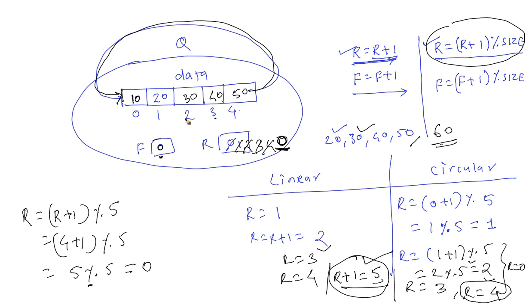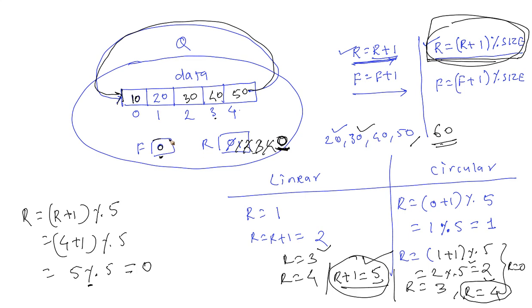Now this is the queue full condition here. What is the queue full condition here? If I increment R by using circular formula, and that incremented value of R is equal to F, right? What is the incremented value of R here? The incremented value of R is 0. And if that 0 is equal to F, F is also 0, that means there is an element present on F 0 location, right? And I'm checking 0 location, right? So incremented value of R is equal to F. The queue is full. This is the queue full condition.